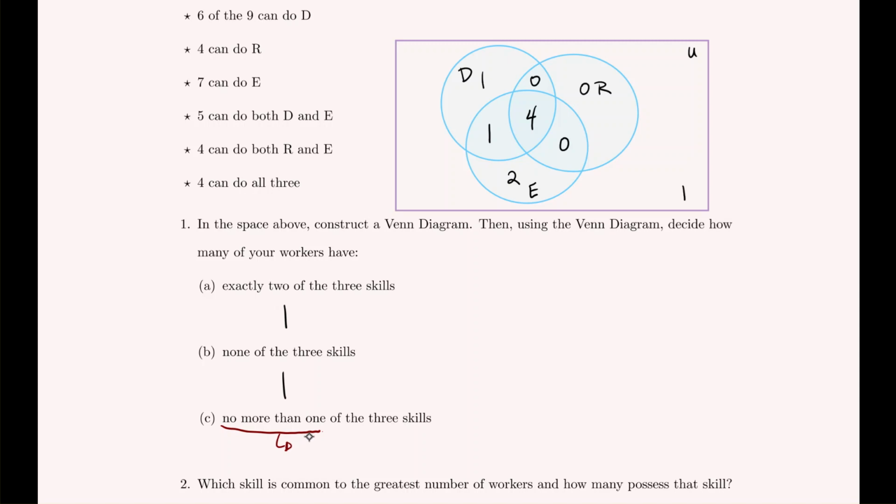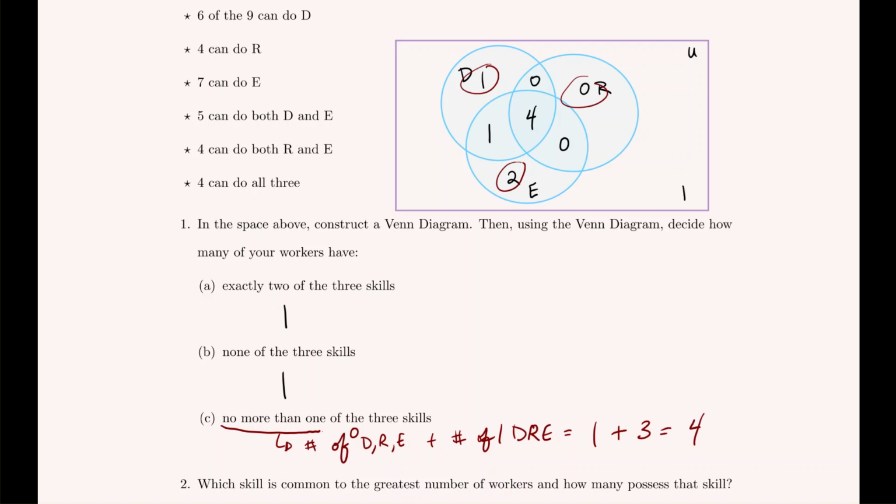So what's less than that? 0 skills. So we're saying what's the number of people with 0 of either drywall, roofing, or electrical, plus the number of people with 1 of the drywall, roofing, or electrical. So in that case, the number of individuals with 0 of the 3 skills is 1, plus the number with exactly 1 is 1 plus 2 plus 0, so that's 3. That will get us 4.